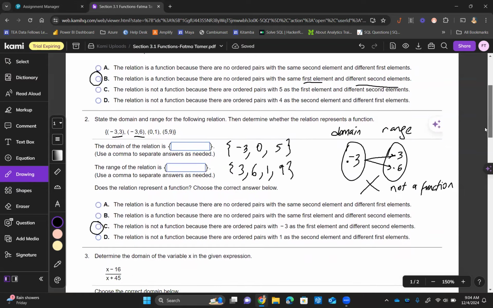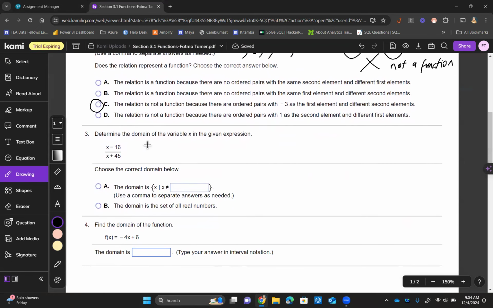For the third question, it's asking for the domain of this function. So the domain for functions will change from function family to function family. What I see here is a rational function. Rational functions are defined for x values except the denominator cannot be a 0. So for rational functions, and any function that looks like a fraction, it is a rational function. Rational functions cannot have a 0 in their denominator. This is the rule.